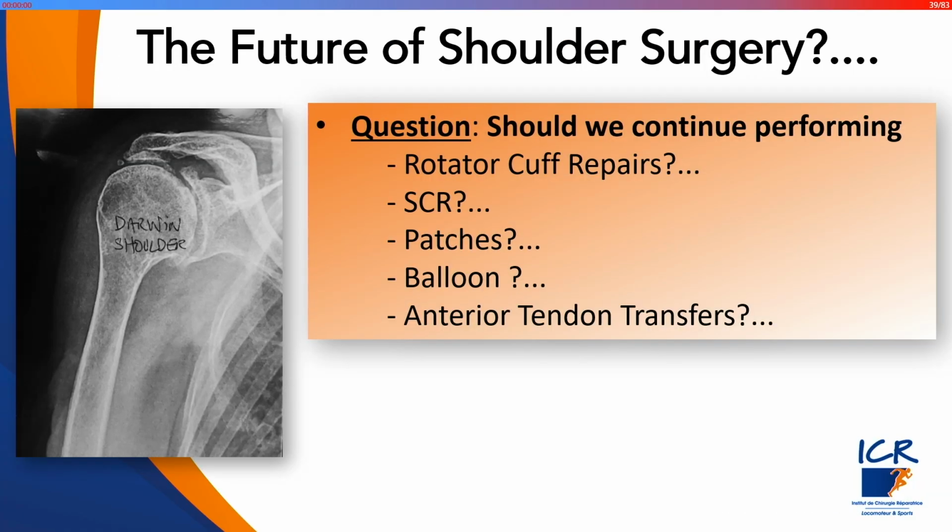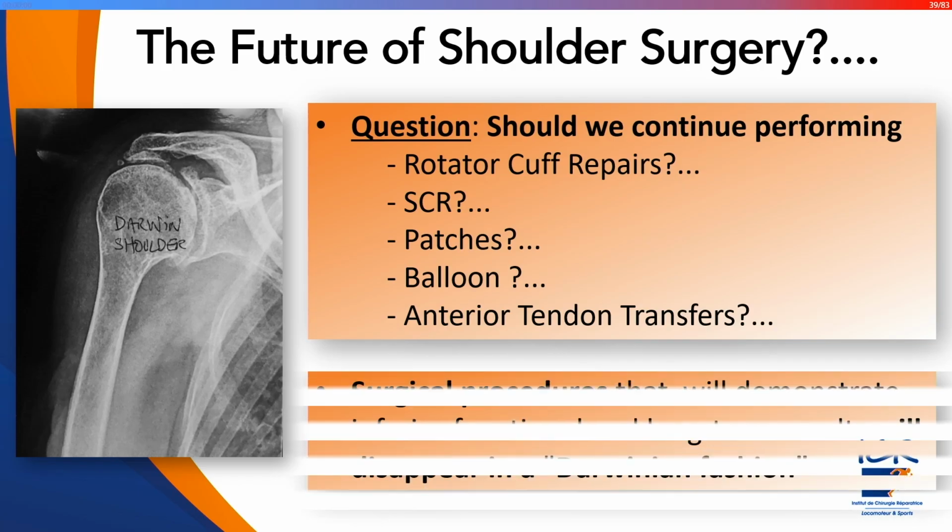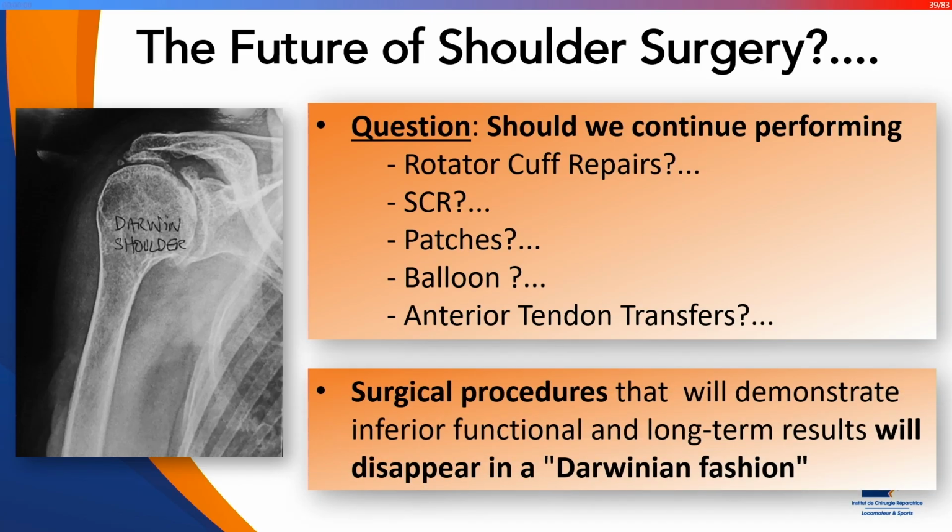So now, what will be the future of shoulder surgery? Again, should we do all these operations? Should we put patches, balloon, or whatever? Should we do the tendon transfer? I mean, we should think about it. For sure, what will happen is that all these surgical procedures, if they don't demonstrate superior functional and better long-term results, they will disappear in the Darwinian fashion.